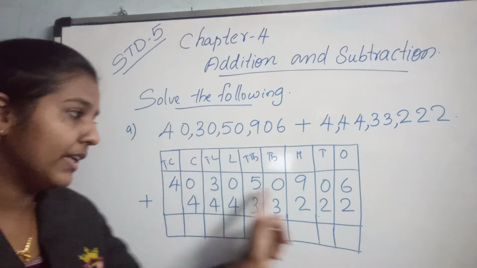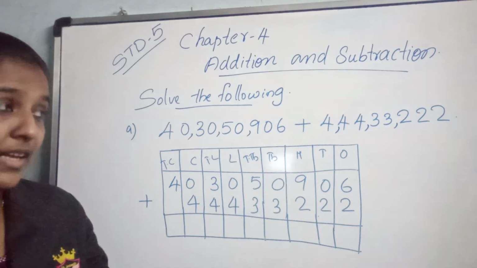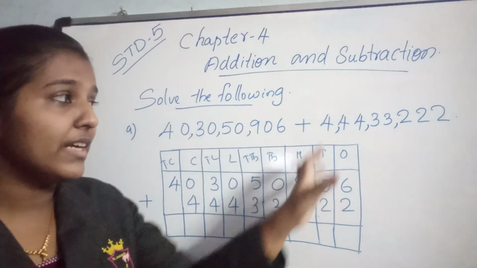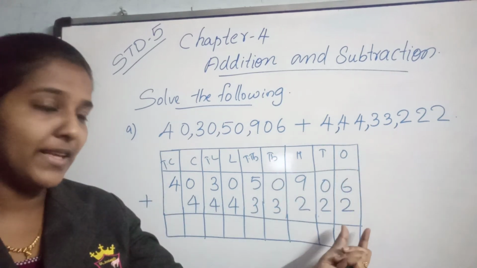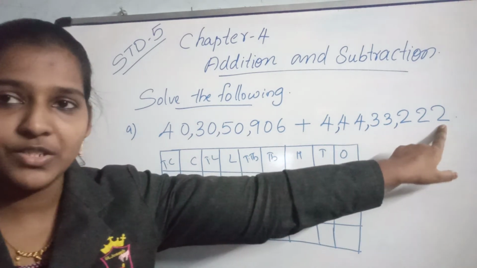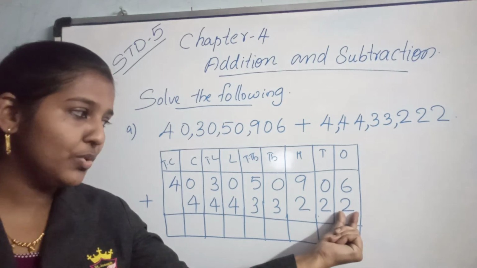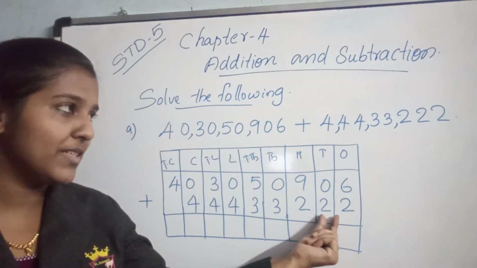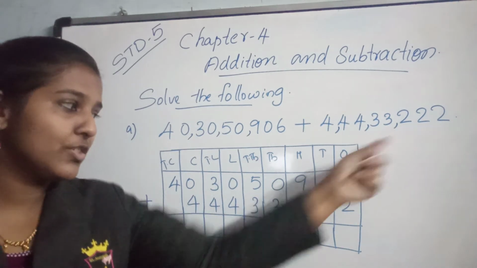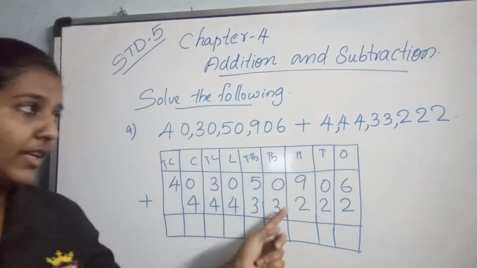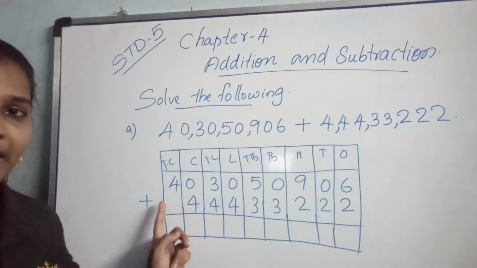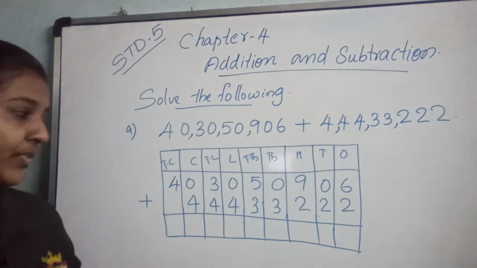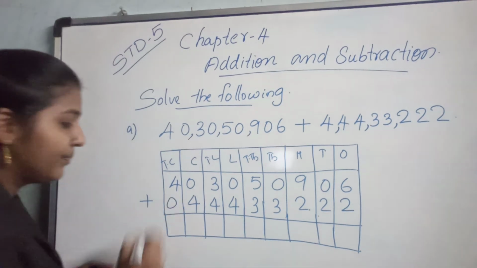Okay. Then arrange that given number. After that, when you are arranging the second number, you should start from ones place. Here the ones place digit is 2, so you start from 2. Then the tens place digit is 2. Hundreds place is 2 right here. Then 3, again 3. Then 4, 4, 4. Then we will get one place empty here, and there you can put 0.